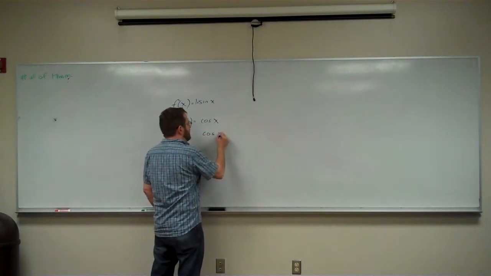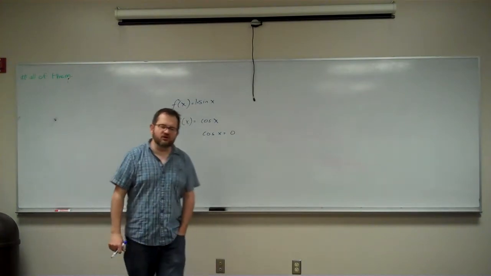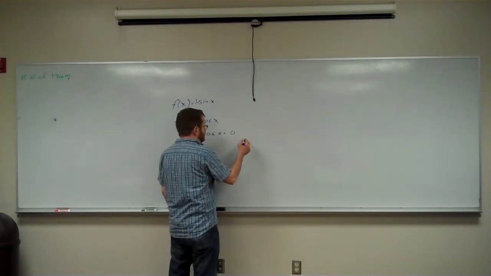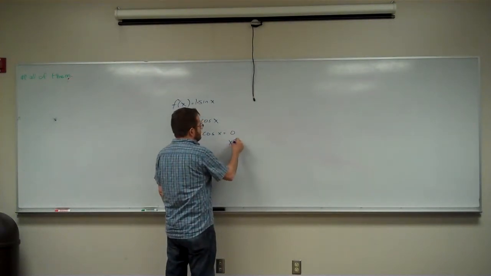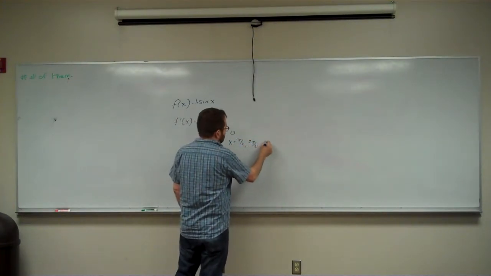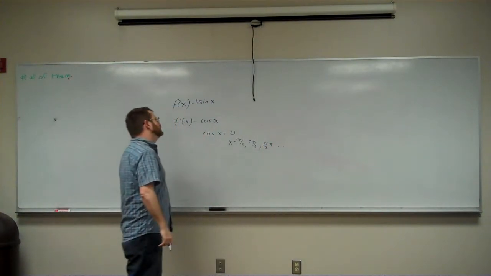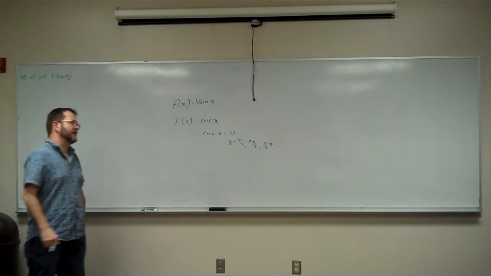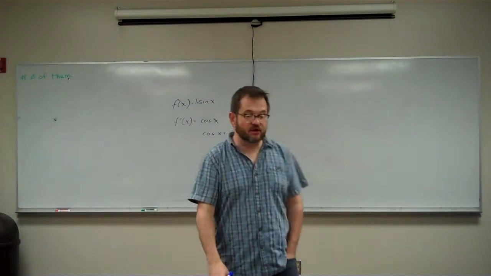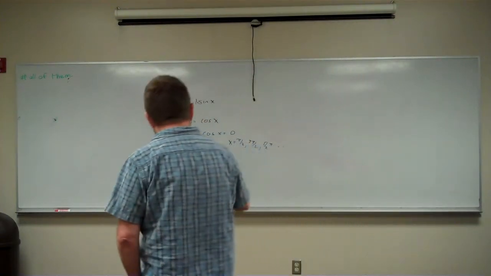So if the cosine of x equals 0, well, you might have to use a unit circle, or you might have to use your calculator or something like that. But this is actually true at a large number of points. It's going to be true at x equals pi over 2, 3 pi over 2, 5 pi over 2, and so on. So we know this thing has some places where the slope is equal to 0 because we can take its first derivative and set it equal to 0.